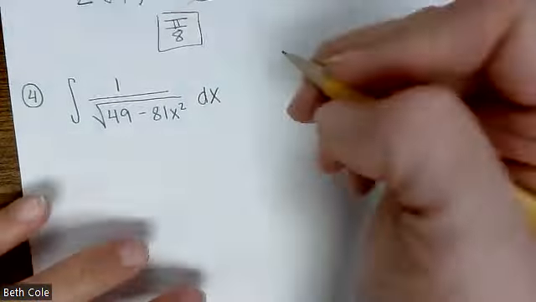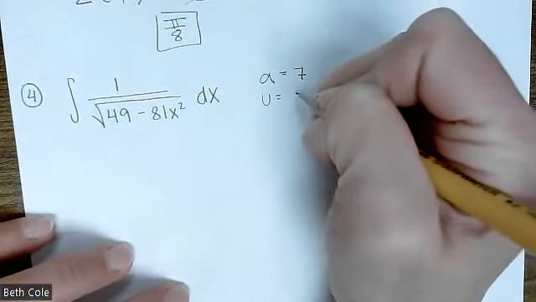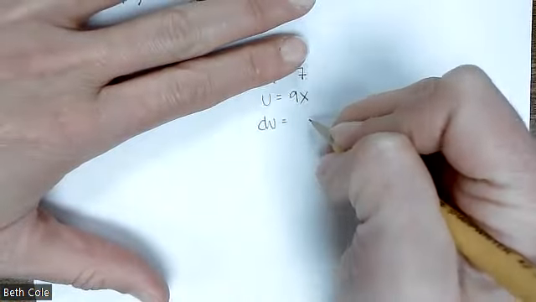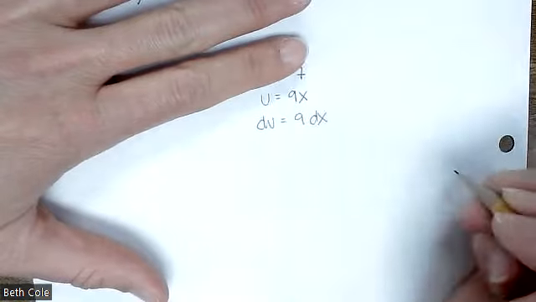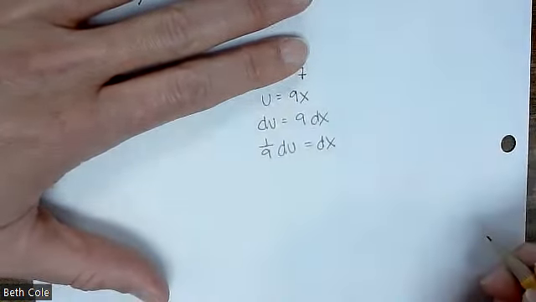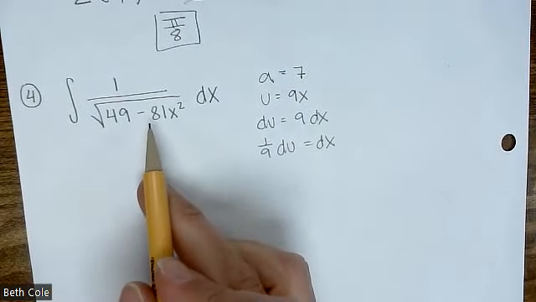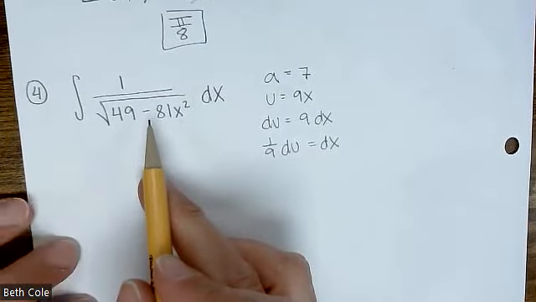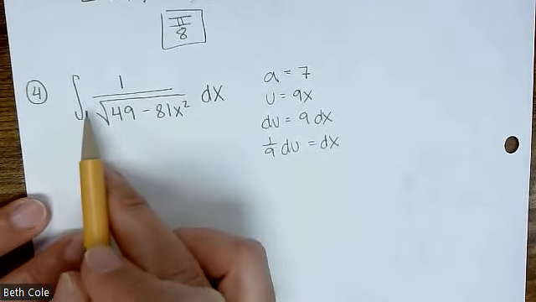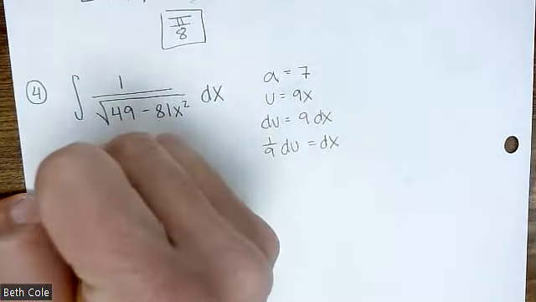All right, so what did we let A and U equal? 7 and 9x. Okay, so at that point, I'm going to cover this up. That means du is 9 dx. I'm going to adjust it with a 1/9. Okay. Arc sine, arctangent, or arcsecant? Arc sine. It's got a square root, but it doesn't have the extra little doodad out front. So it is going to be 1/9.